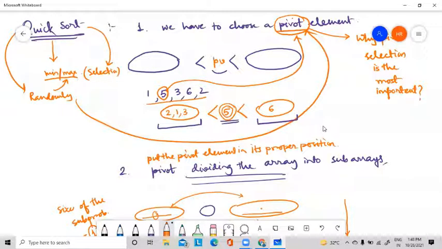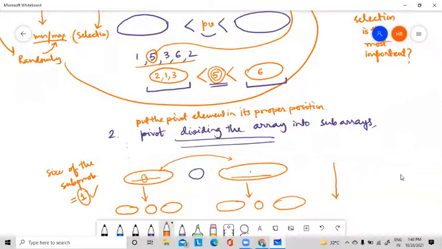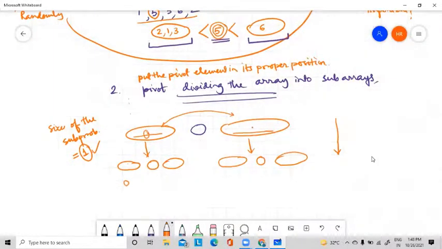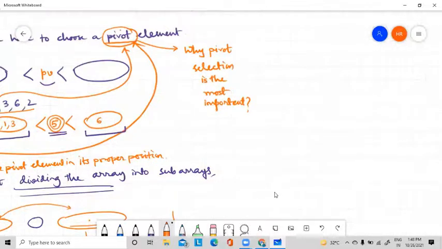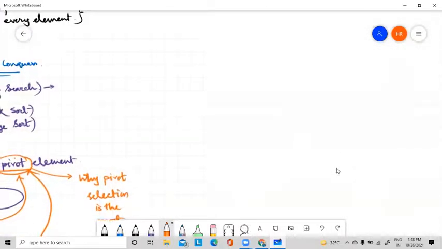Okay, so in this way we will move forward. It will continue again and again. When will we stop? When the subproblem size becomes 1, then we will stop. So this is the whole idea of the quick sort algorithm. So let us first take one example, then we will go on to develop the pseudocode.